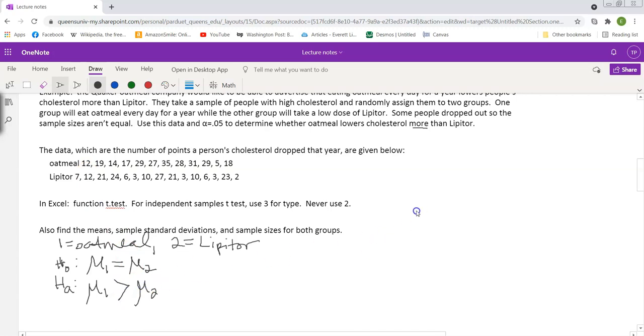You have to be careful with the phrasing here, because I could have phrased that backwards, and it still would have been greater than. I could have phrased this as determine whether Lipitor lowers cholesterol less than oatmeal, and this still would have been greater than if you set up 1 as oatmeal and 2 as Lipitor.